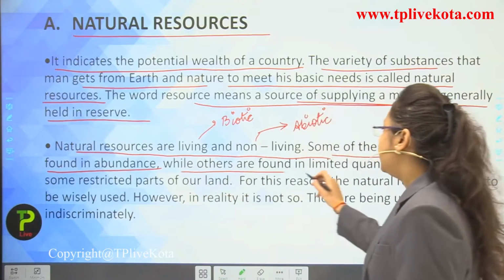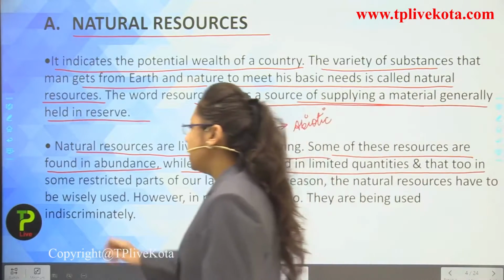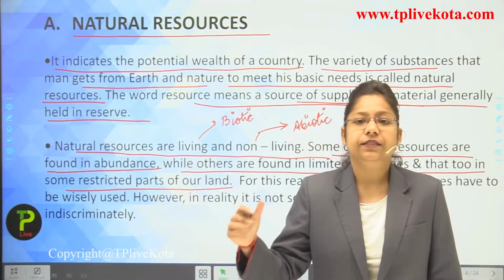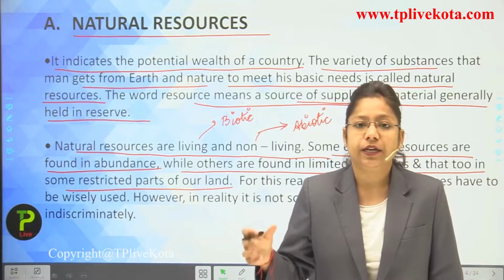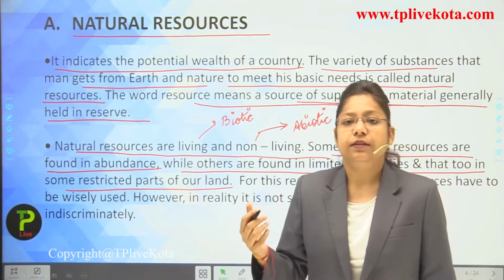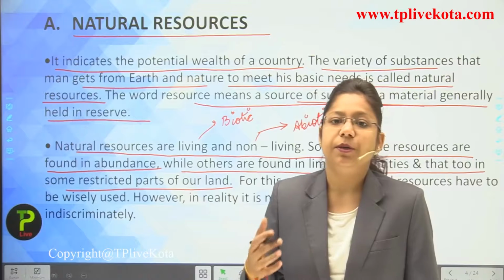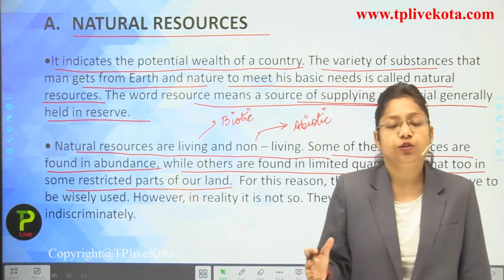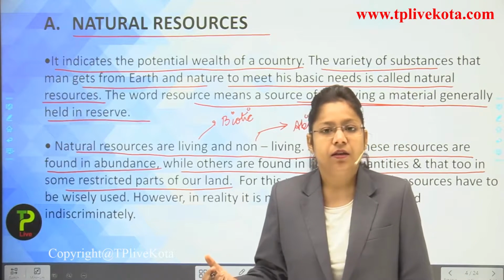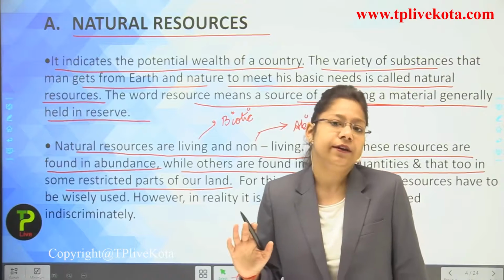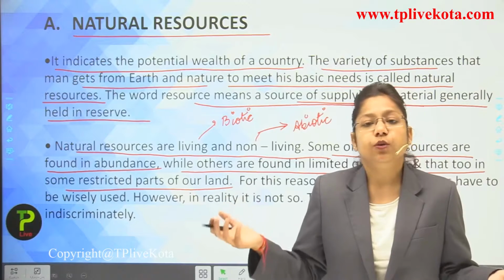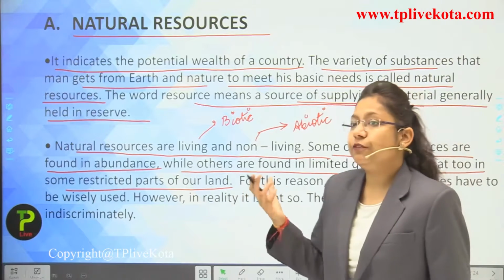Okay, while others are found in limited quantities and that too in some restricted parts of our land. So we can say that oil refineries are not all over India. Some parts of India have oil refineries. Like if we talk about the Gujarat region, then in Gujarat oil refineries are usually there. Why? Because ports are there and even oceans and beaches are there, and because of that the oil refineries are there. But if we talk about Rajasthan or Uttar Pradesh, then no oil refineries are there. Why? Because no beaches are there, no oceans are there, so how will the fuels be formed? Okay, so actually fuels are totally limited.